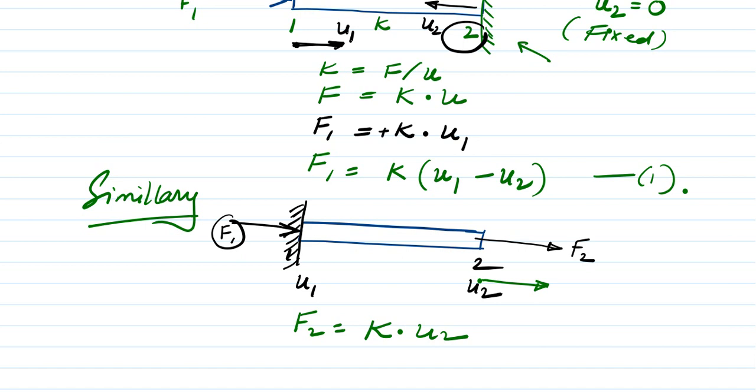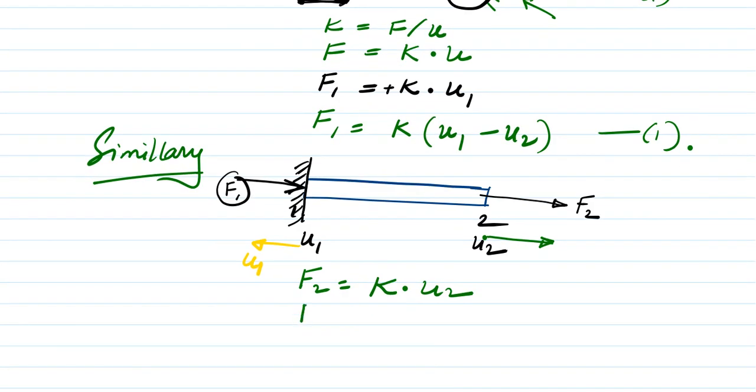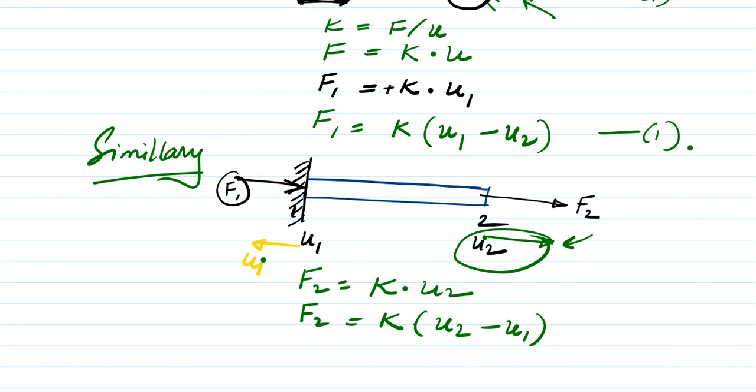Now, U1 should have some value, as in the previous case, without the fixed condition, and it acts in the direction opposite to F2. So F2 is equal to K times U2 minus U1, because U1 is produced opposite to F2. Now these two equations, 1 and 2, we can arrange in matrix format.